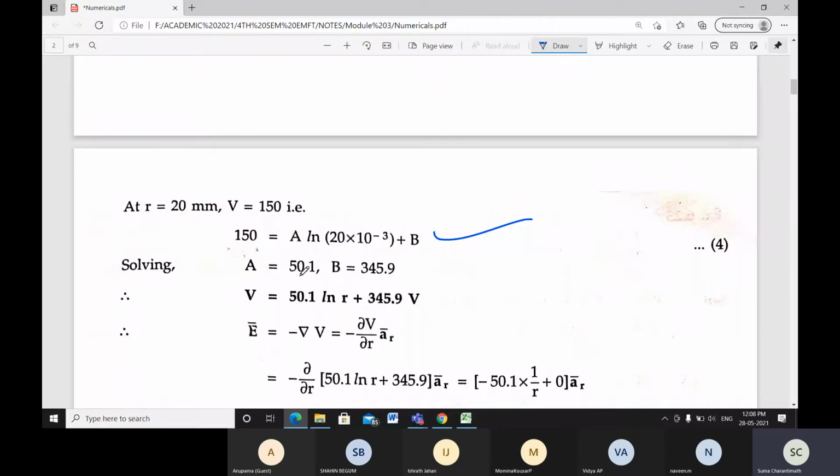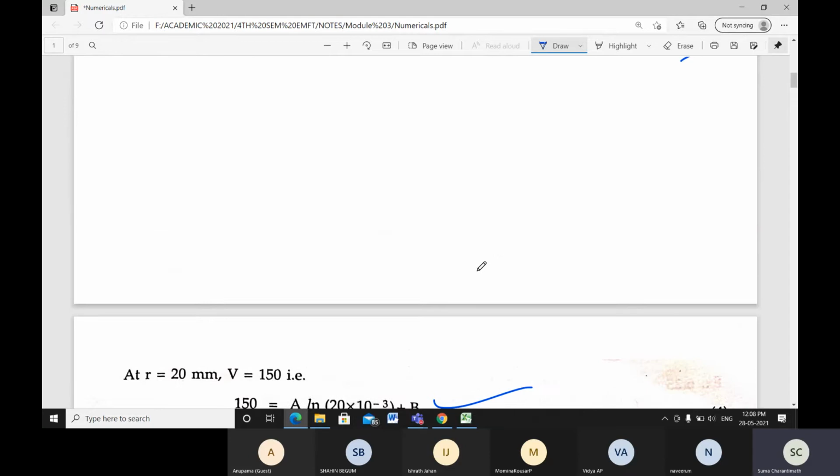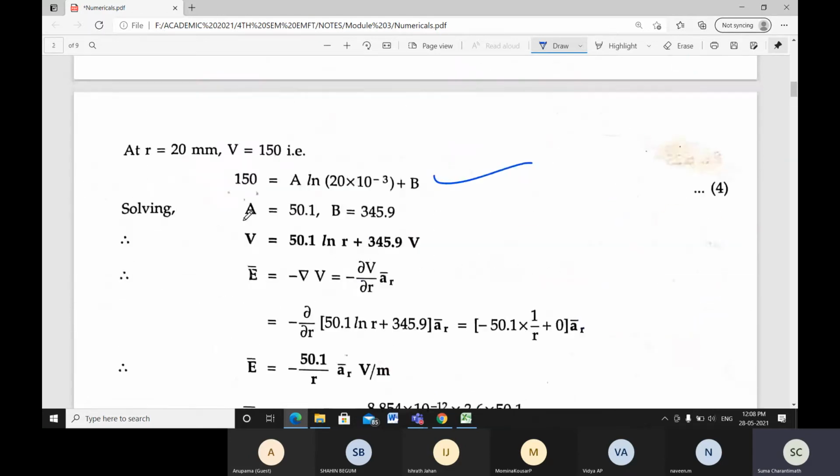Then a is equal to 50.1 and b you will get as 345.9. Then what you have to do is substitute the a and b values in this case. Then V is going to be 50.1 ln r plus 345.9 volts. Then we have to find our electric field intensity.